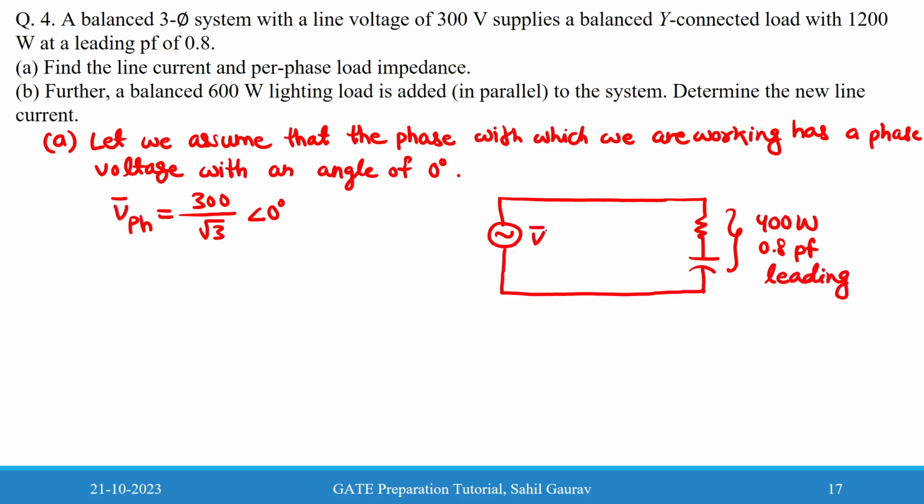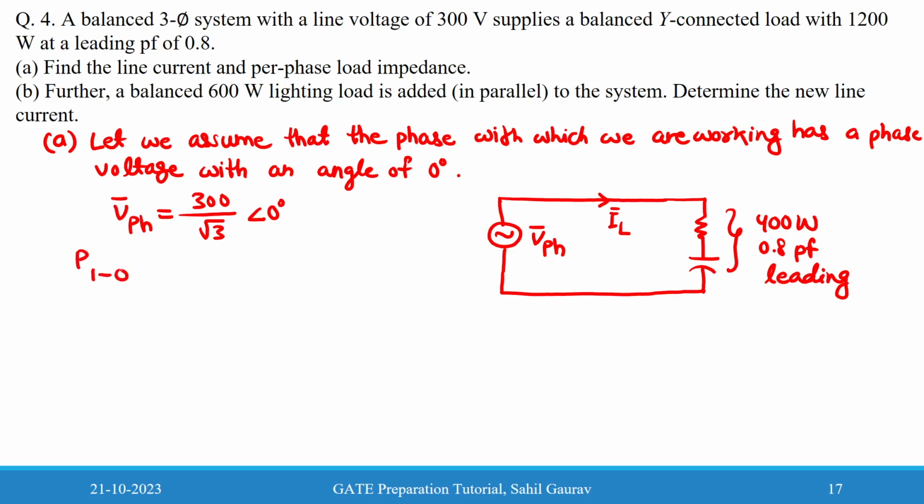And this V phase we have assumed taken as this one. Now we need to find this line current, right? And per phase load impedance. So line current, you can simply use this expression.